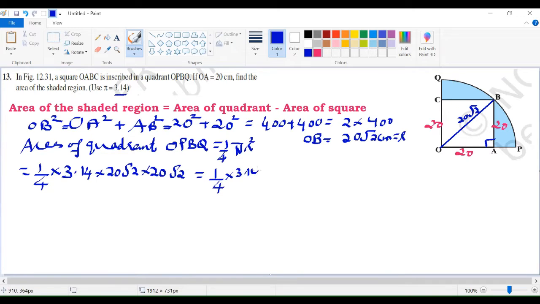So 3.14 into 800, I will write it as 8 into 100. Why? Because 3.14 into 100 will become 314. So 1 by 4 into 314 into 8. Here I can cut 4 and 8. So 314 into 2, which is equal to 628 centimeters square.